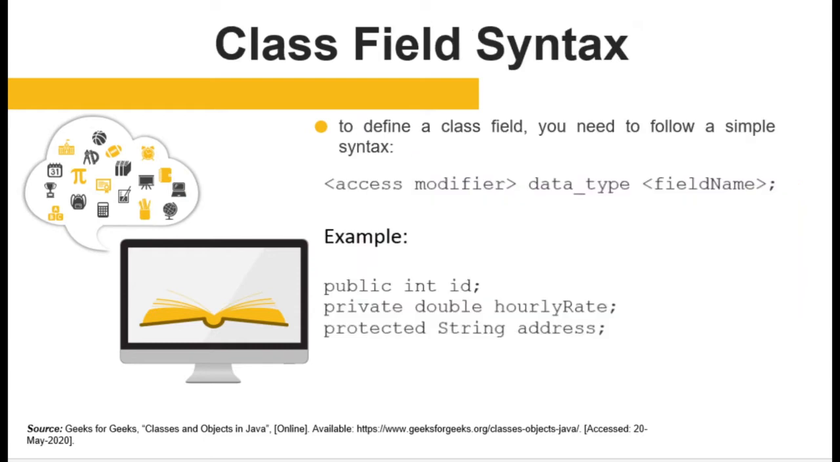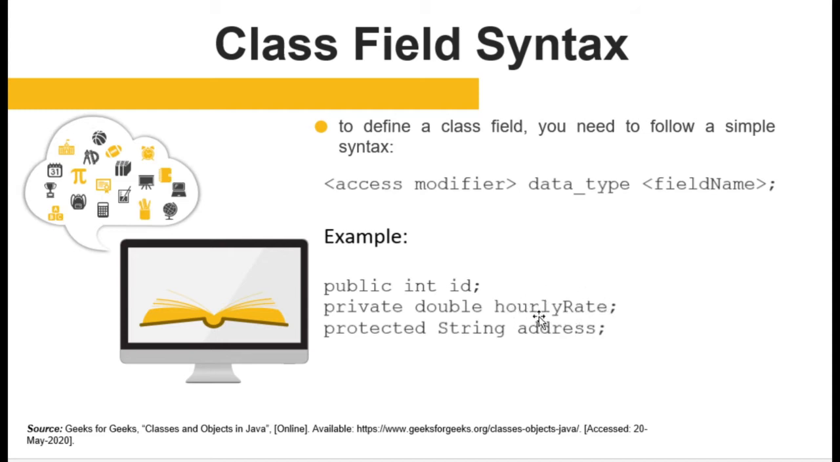Now, what is the class field? So, the class field syntax, in order for us to define a class field, you need to follow a simple syntax, which is the access modifier, which is private, public, or protected, or even default, followed by the data type such as string, int, double, float, or boolean, and followed by the field name. So examples are public, which is the access modifier, int as the data type, id as the field name. Next is private as the access modifier, followed by double as the data type, and hourly rate as the field name.